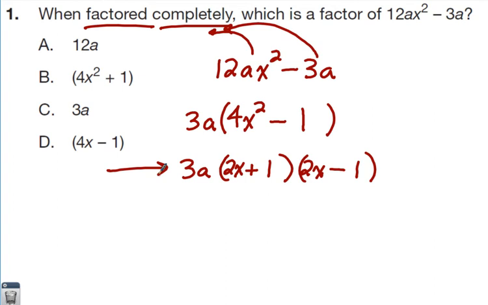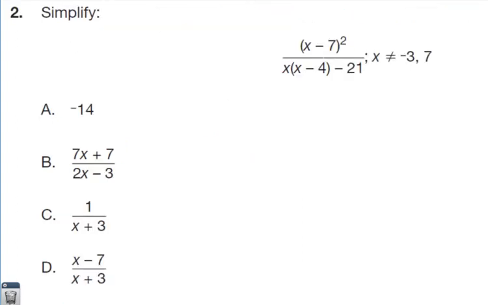So if you would have seen, let's say this choice D would have been 2x minus 1, that would have been the answer, but I don't see any 2x plus 1s or 2x minus 1s in the choices, so I'm going to go with C like I said earlier.